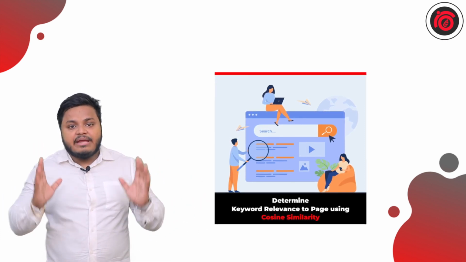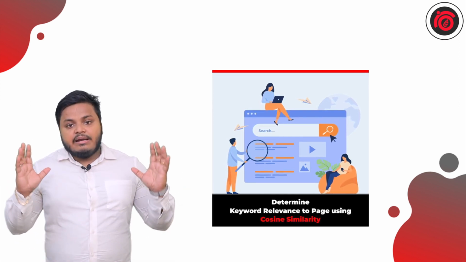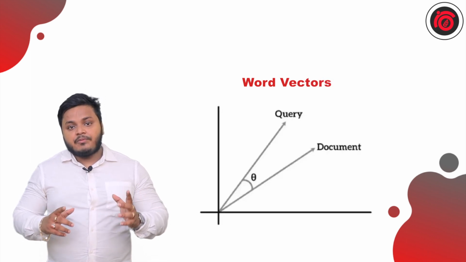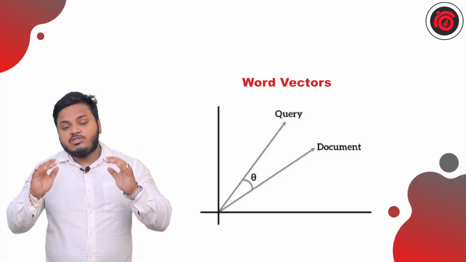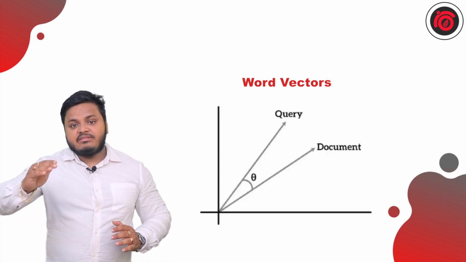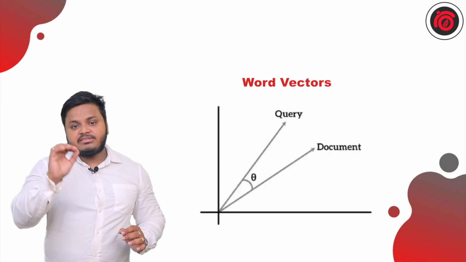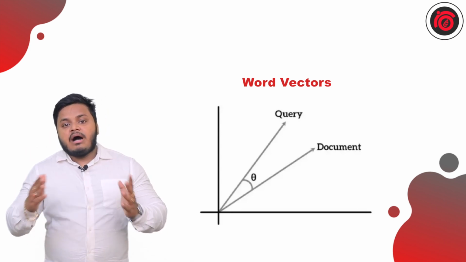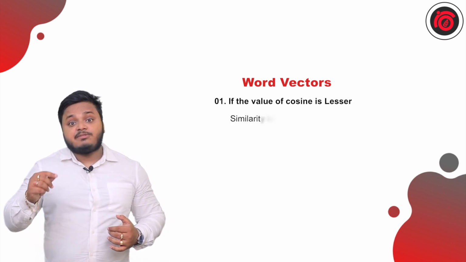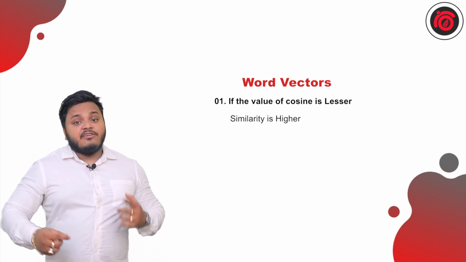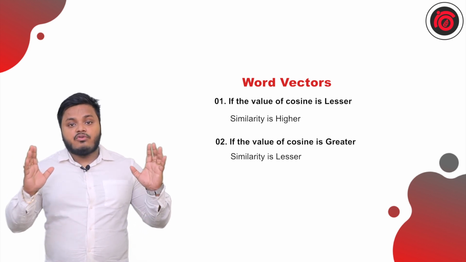Now how does our brain understand which set of words falls into each category? This process is known as word vectors, where by using an acute angle, or cosine theta, the similarity between a set of vectors is identified and understood. The more similar a particular query is to a particular category, the higher the similarity score. So in short, if the value of the angle is lesser, the similarity is higher. If the value of the angle is greater, the similarity is lesser. This is the main concept of cosine similarity.